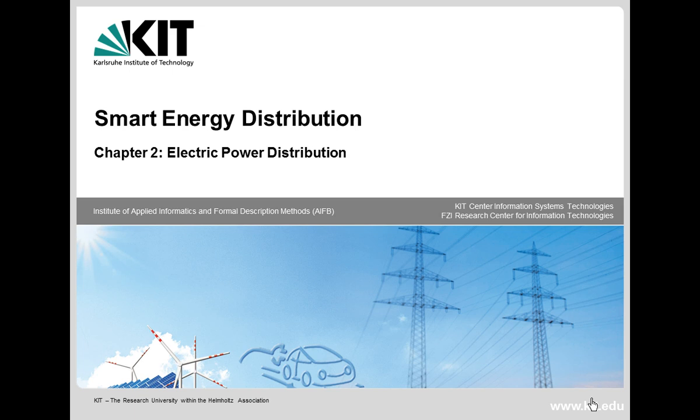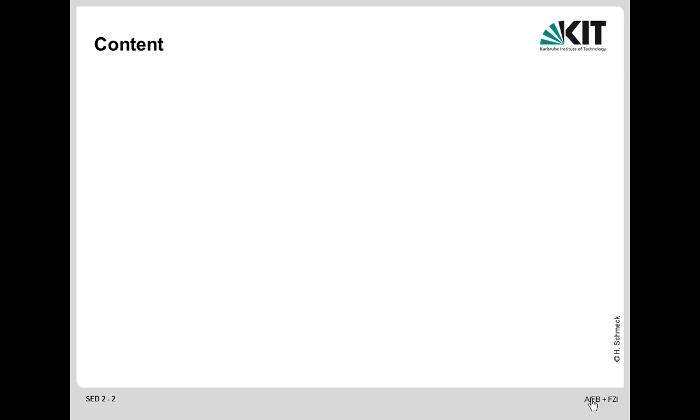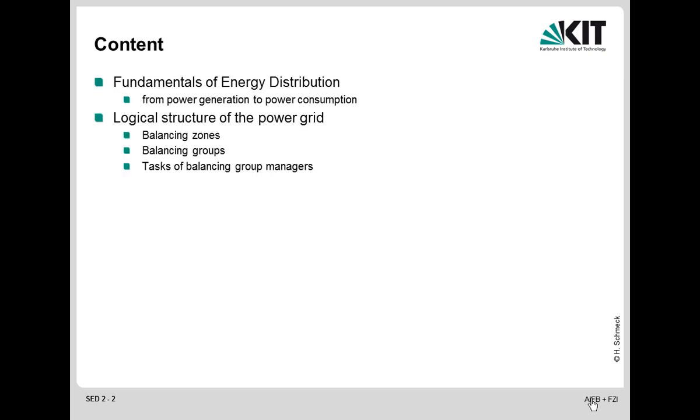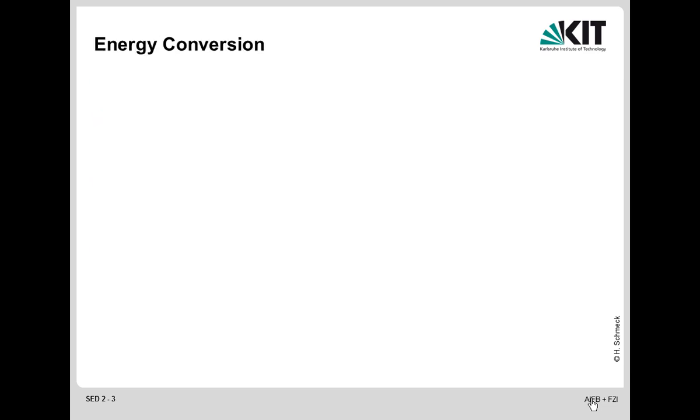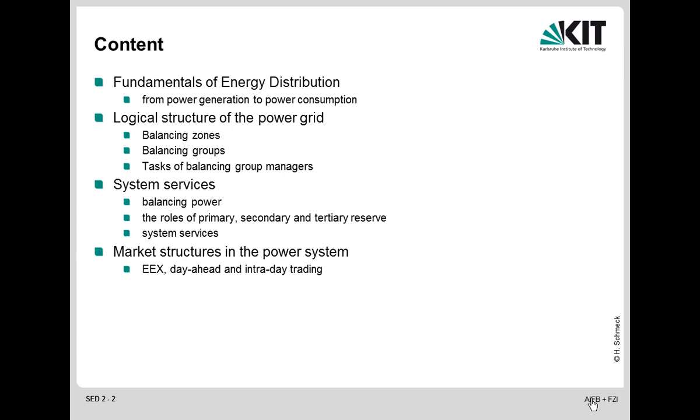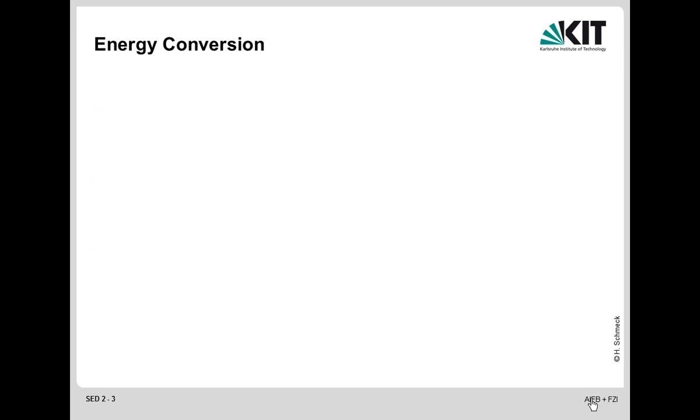background in electrical engineering will know. Those who have a background in business engineering or informatics don't really know that much. So very briefly, let's look at fundamentals of energy distribution, the logical structure of the power grid, how it looks currently, and how we can stabilize that, what kind of system services we need there. I will briefly tell you something about market structures, just giving very few ideas about that. And that's more or less the content of this chapter.